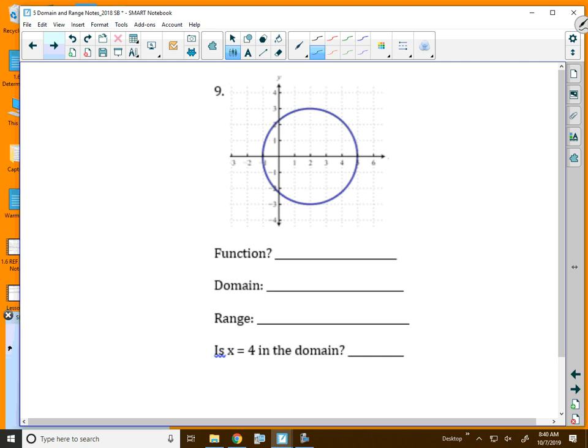All right, number 9. Is this a function? No. This is the first graph that we've seen that's not a function. If we do the vertical line test, it would cross more than one time. So no, not a function. We can still do domain and range.